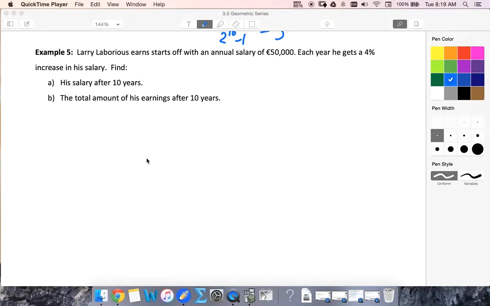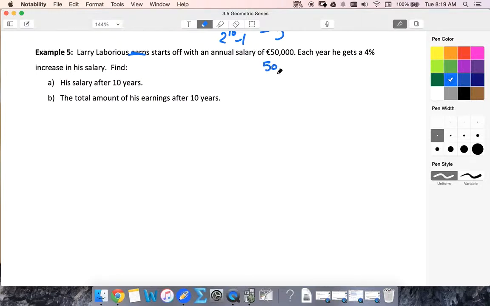Okay, here's our last example for geometric series. Larry Laborious, and it shouldn't say earns or starts off, it should be one of those. So let's say he starts off with an annual salary of 50,000 euros. Every year he gets a 4% increase in salary. So let's think about that.